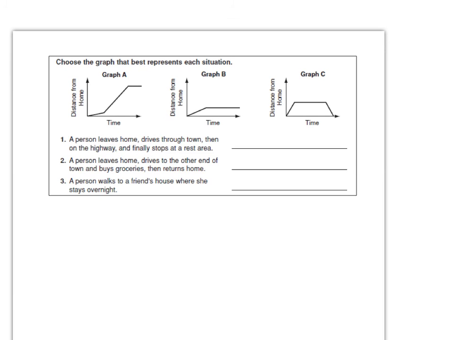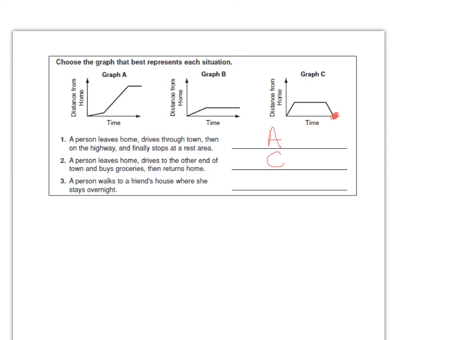Number 1, a person leaves home, then drives through town, then on the highway, and finally stops at a rest area. That's going to match graph letter A. A person leaves home, drives to the other end of town, buys groceries, and returns home. That is described by letter C, because on graph letter C, that's the only one that returns home.